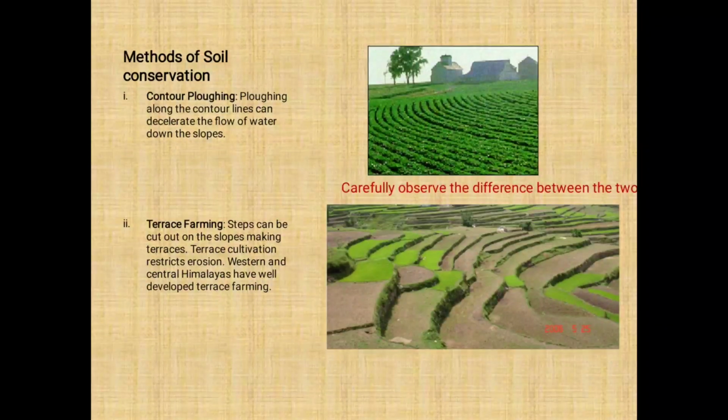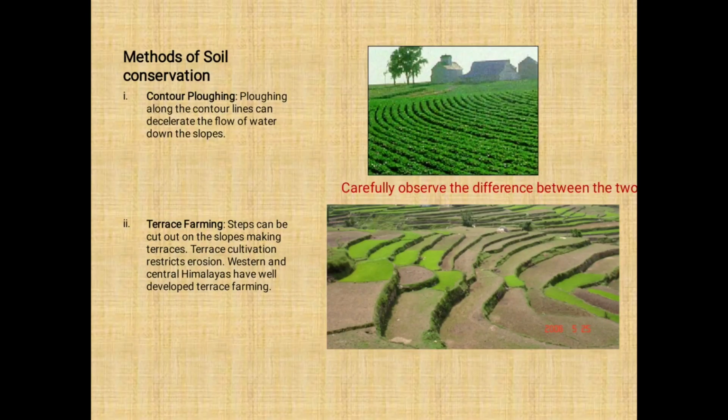Next, what are the methods of soil conservation we have to introduce for reducing soil erosion? First one is contour ploughing. Ploughing along the contour lines can decelerate the flow of water down the slope. While the water flows down the slope, it infiltrates into the soil in a very small amount. When we plant crops in that area, the plants will absorb some water, so the water infiltration rate will increase. The soil may get eroded at a very small amount.